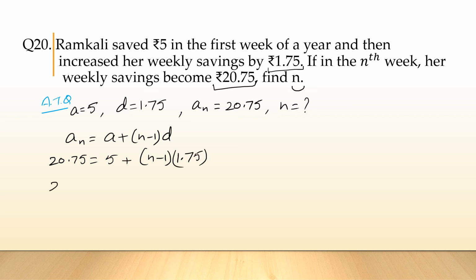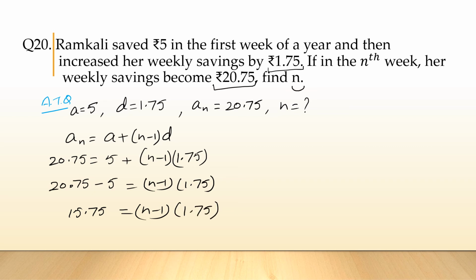Now let's solve this. 20.75 minus 5; we have taken 5 to the other side. This is 15.75 equal to n minus 1 times 1.75. We will take 1.75 to the left hand side, equal to n minus 1. Let's solve it further. These are cancelled.